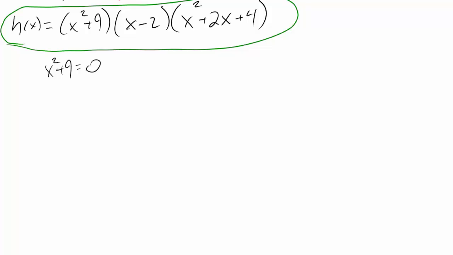The giveaway was in the instructions to factor this into linear factors with complex coefficients, and so we're going to see what happens when we set each of these two irreducible quadratic factors equal to 0. So with the x squared plus 9, this is going to get solved just as you would anything else, straight up algebraically. So we subtract the 9 over to the right side, so we've got x squared equals negative 9. And we're going to take the square root of both sides.